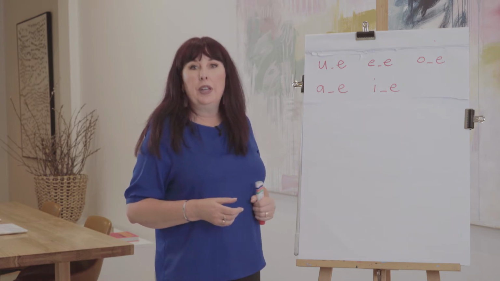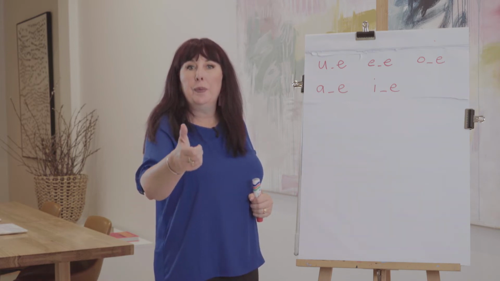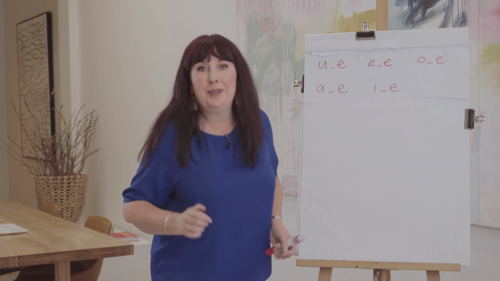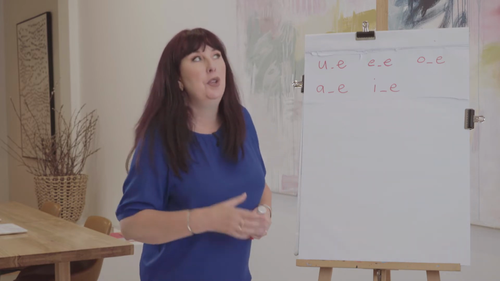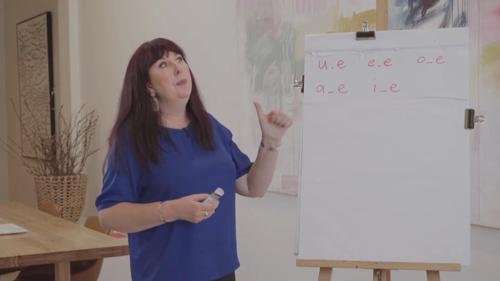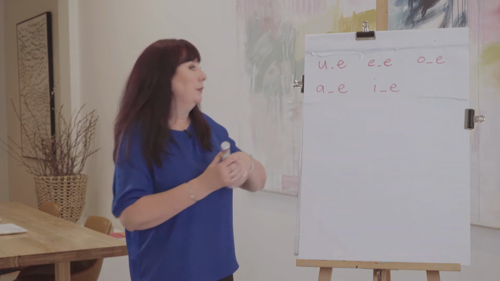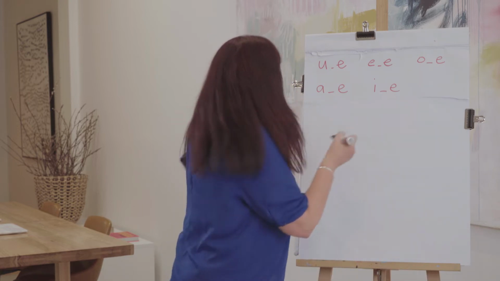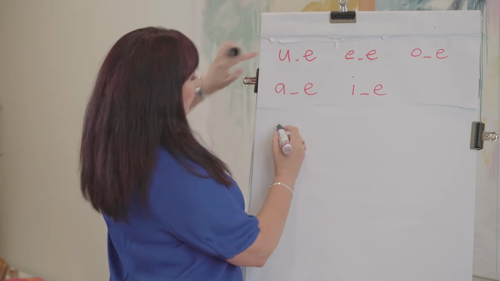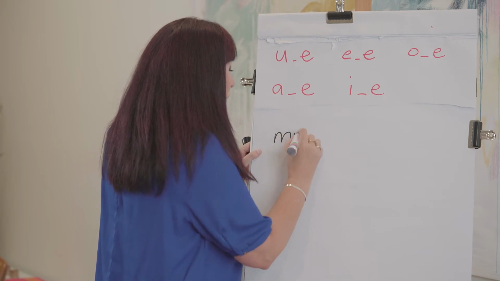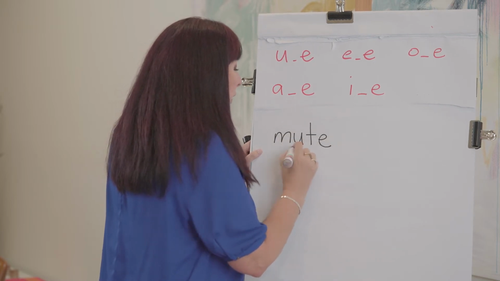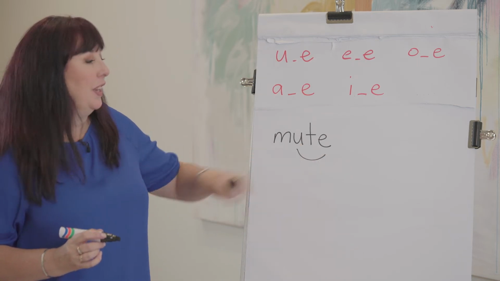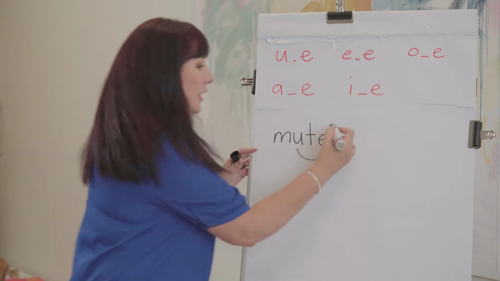Our first word is mute. If you put me on mute, I'd just be talking and there'd be no sound. Mute. Say it with me. Mute. Let's have a go. I'll grab a black texter. Mute. If you've got your smiley face joining your U and your E, you know you've got it right. So give yourselves a tick.